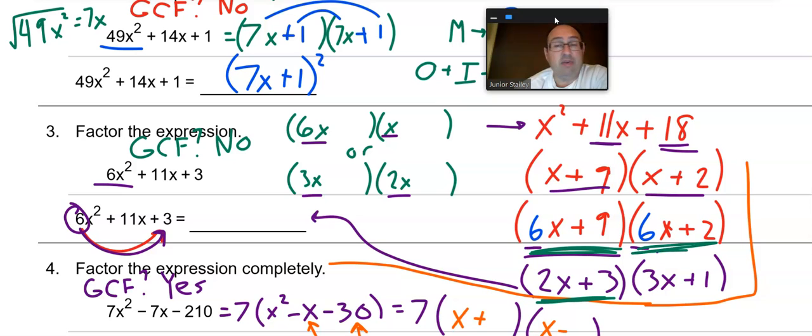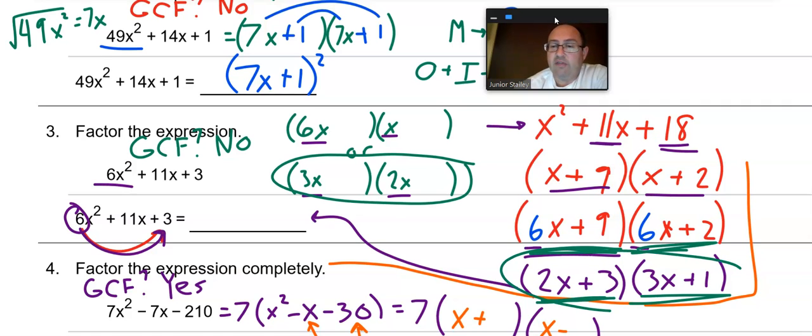Oh, by the way, there's not always something you can pull out. Sometimes that's as far as they go. But 6x plus 2 has a 2 in it, right? So I can take that out, 3x plus 1. So this one was the one we should have chosen, and we end up with this as our final answer. If you don't believe me, FOIL it back together and see what you get.